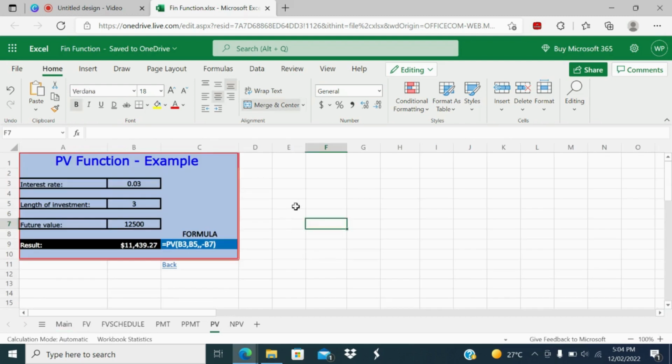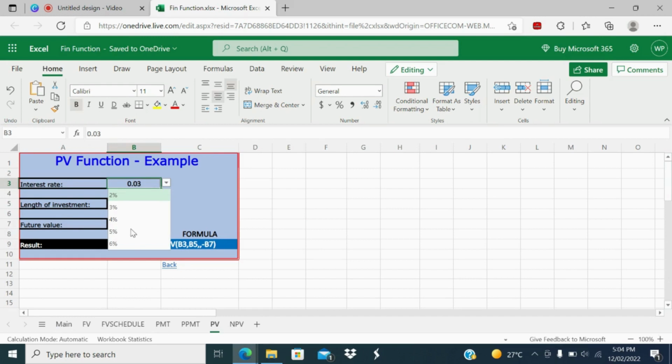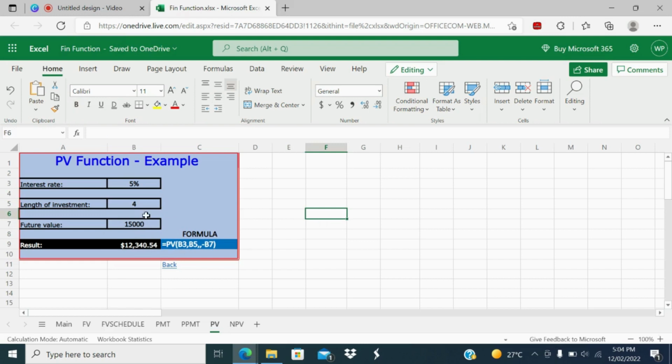I have an interest rate of 3%. I'll change it to any percent, say 5%. Length of service I will make 4 years, and I'll change the investment, the future value, to 15,000. If I am going to expect 15,000 in 4 years with an interest rate of 5%, the present value of that investment is 12,340.54.